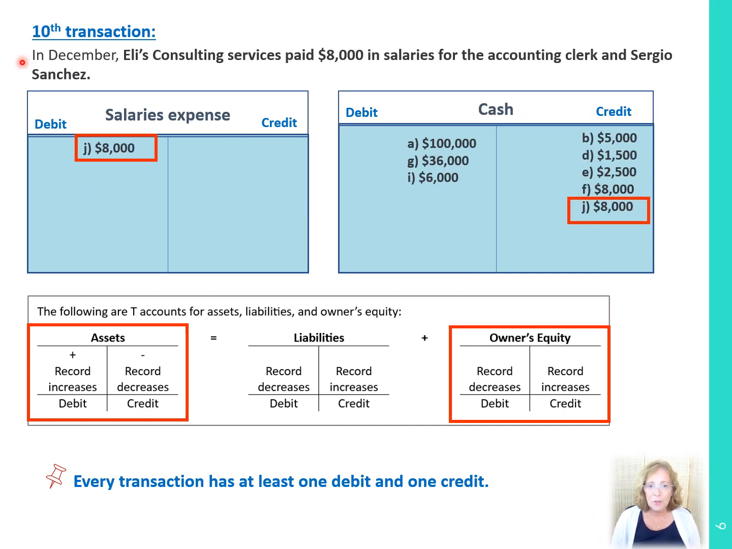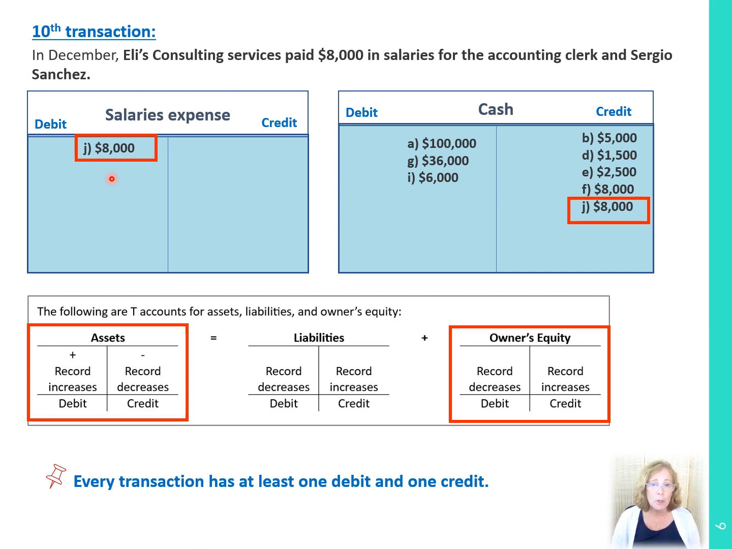In our 10th transaction, Eli's Consulting is paying $8,000 for salaries. There are 2 things that happened here. Salaries expenses increased and cash decreased. So let's start with the first part of our accounting transaction. Salaries expenses are part of owner's equity, and when salaries expenses increase, they decrease owner's equity. And owner's equity decreases with debits. Therefore, we need to debit salaries expenses for $8,000.